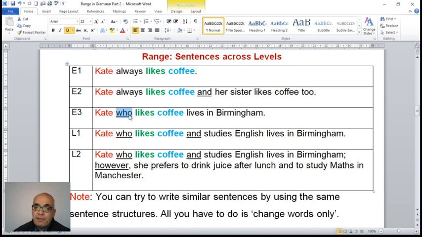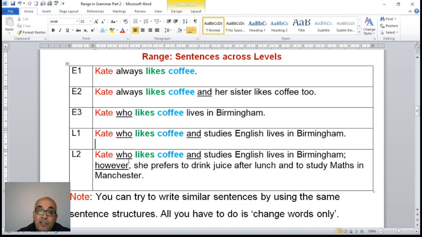Now, level 1: Kate, who likes coffee and studies English, lives in Birmingham. So again, this is a complex sentence. In fact, this is a compound complex sentence, because I have who, which makes the sentence complex, and I use and, which makes the sentence compound. So I've got 2 sentences inside each other, and this is level 1.